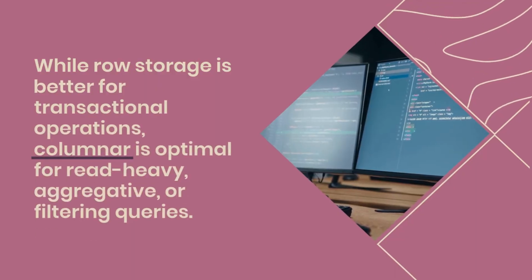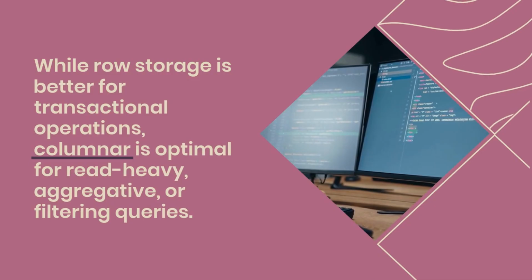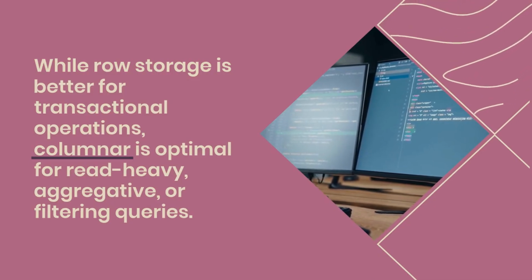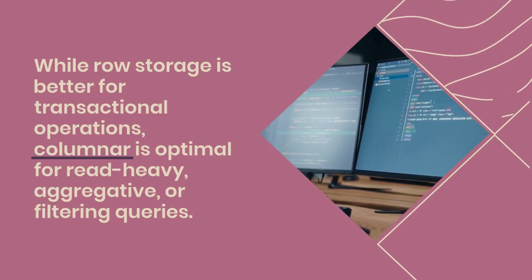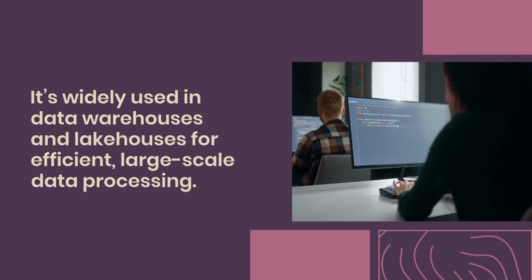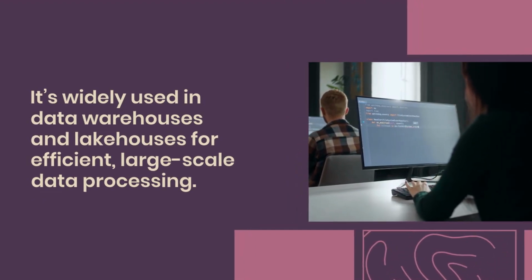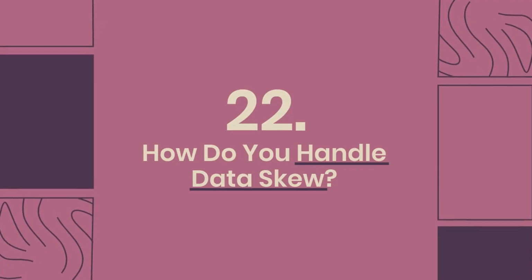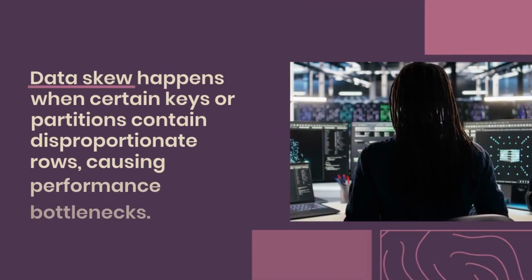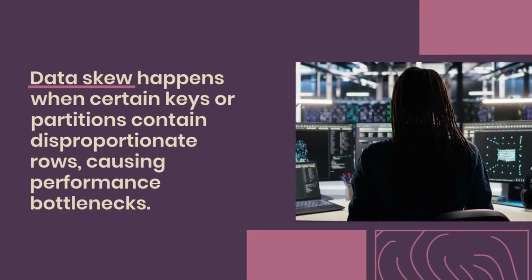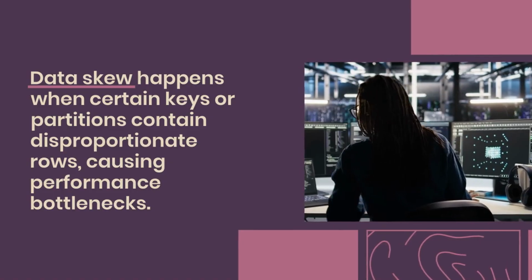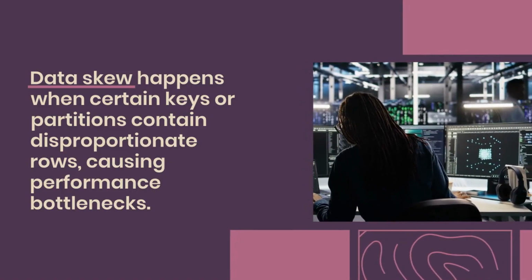While row storage is better for transactional operations, columnar is optimal for read-heavy, aggregative, or filtering queries. It's widely used in data warehouses and lakehouses for efficient, large-scale data processing. 22. How do you handle data skew? Data skew happens when certain keys or partitions contain disproportionate rows, causing performance bottlenecks.